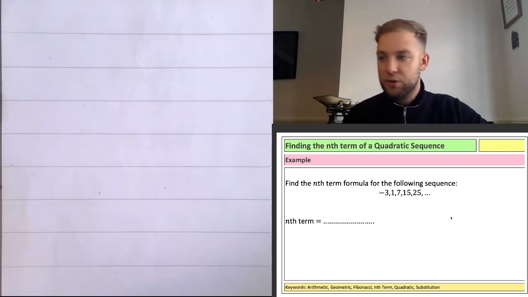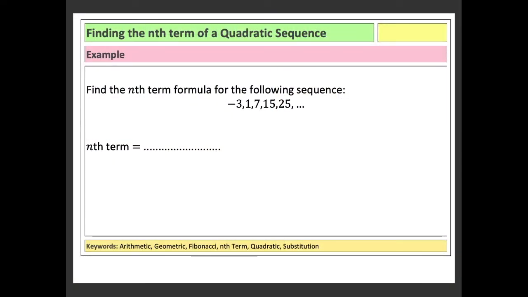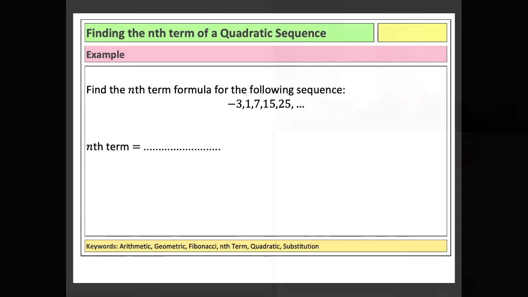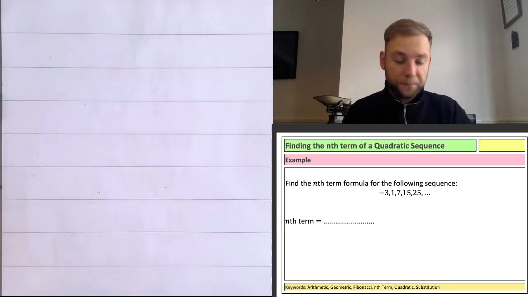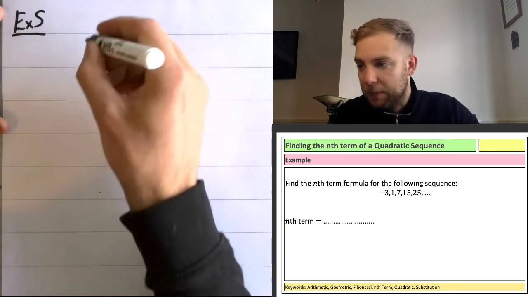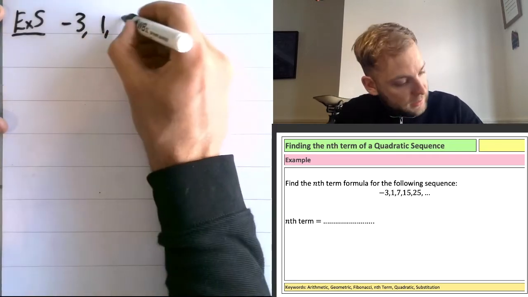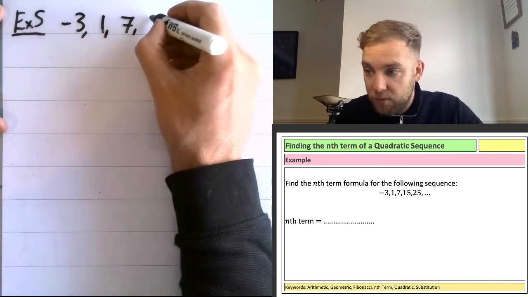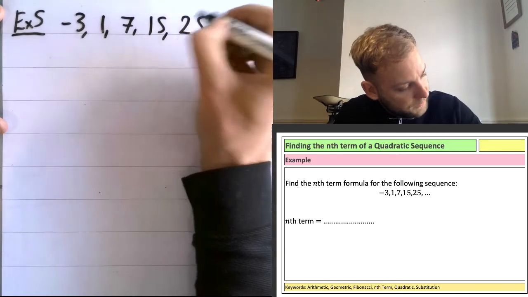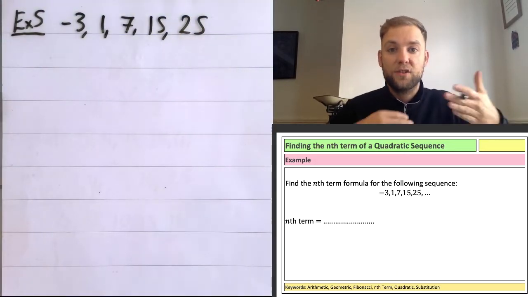Okay, maybe I'll make it big for you so you can see it first. I'm just going to get stuck into this one. So this is example 5, and my sequence is minus 3, 1, 7, 15, 25. So, same as always: first difference, second difference, half of that.